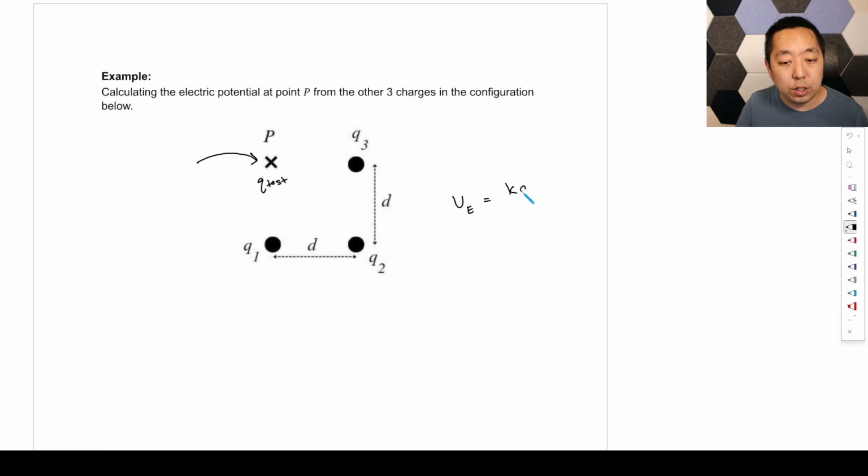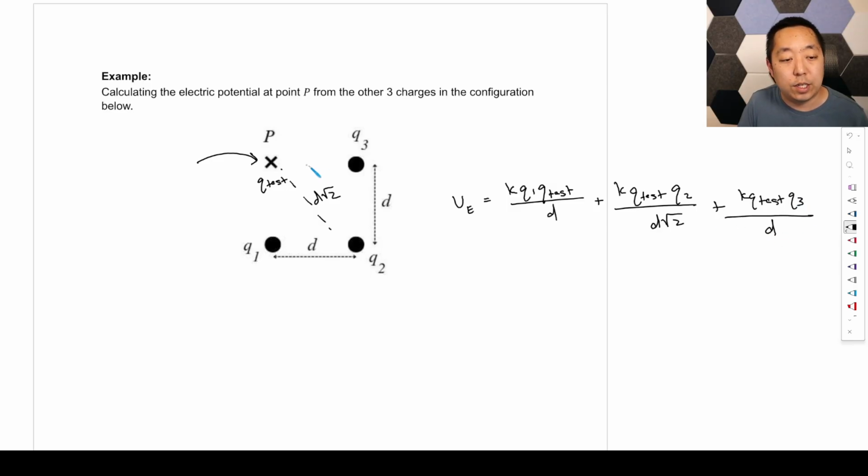k q1 q test over d. And we only want to think about the potential related to this charge, not the energy related to these charges. So it's going to be fewer pairs. k q test times q2 divided by d root 2, because the distance from here to here is d root 2. And then finally, you're going to have k q test times q3 over d, because from here to here is the distance d.